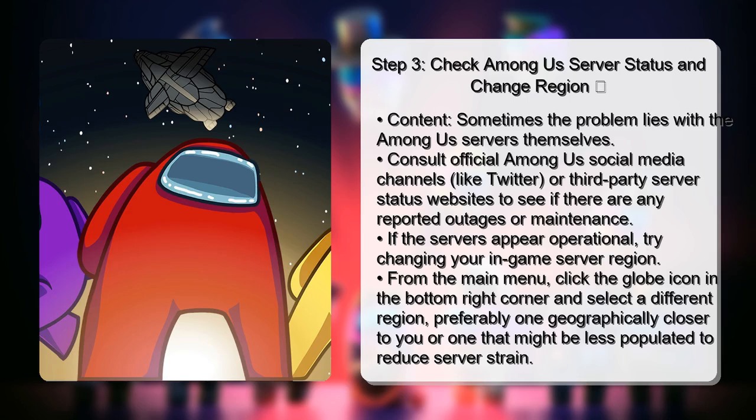Step three: check Among Us server status and change region. Sometimes the problem lies with the Among Us servers themselves. Consult official Among Us social media channels like Twitter or third-party server status websites to see if there are any reported outages or maintenance. If the servers appear operational, try changing your in-game server region from the main menu. Click the globe icon in the bottom right corner and select a different region, preferably one geographically closer to you or one that might be less populated to reduce server strain.